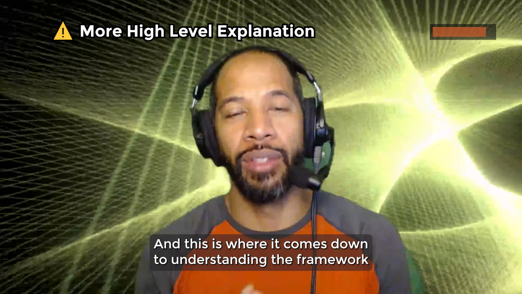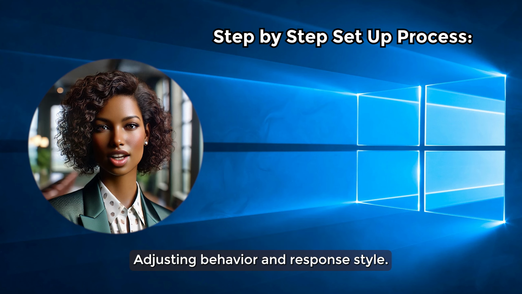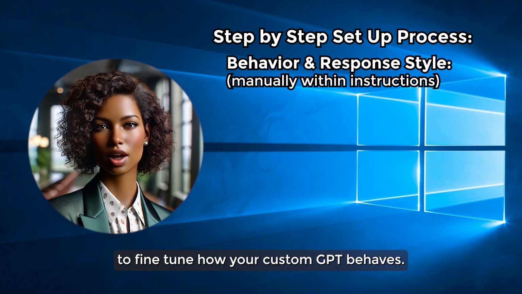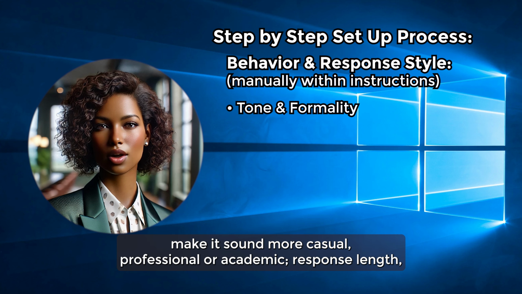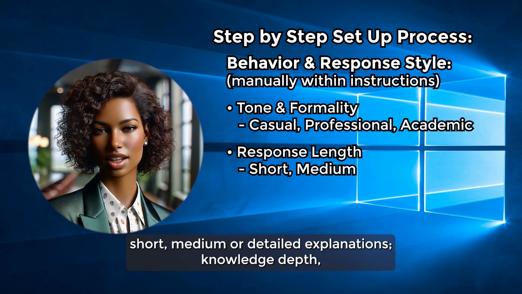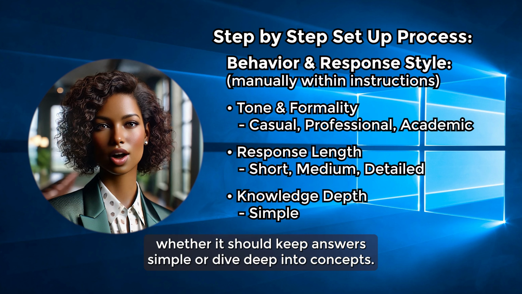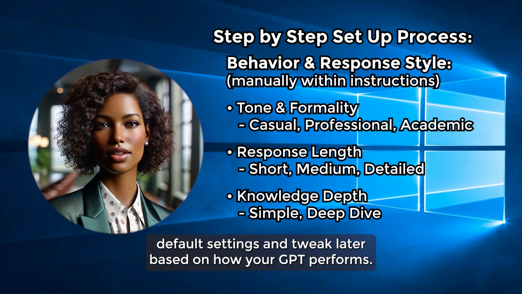And this is where it comes down to understanding the framework of how your intent gets processed by the AI. Adjusting behavior and response style. Once your knowledge file is uploaded, OpenAI allows you to fine-tune how your custom GPT behaves. You can adjust tone and formality, make it sound more casual, professional, or academic. Response length: short, medium, or detailed explanations. Knowledge depth: whether it should keep answers simple or dive deep into concepts. If you're unsure, start with default settings and tweak later based on how your GPT performs.